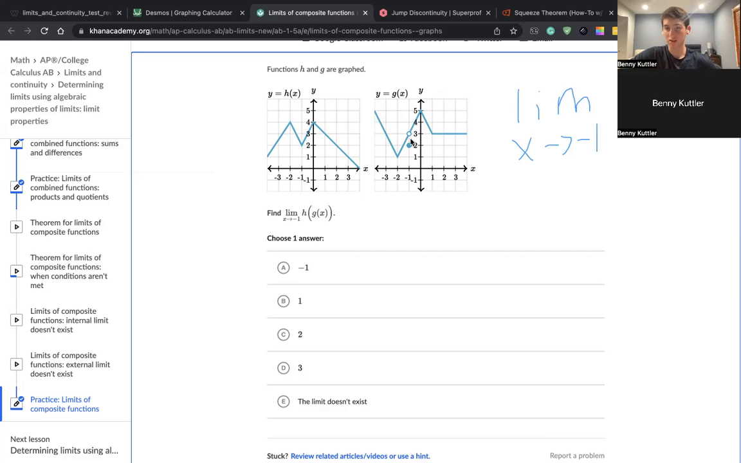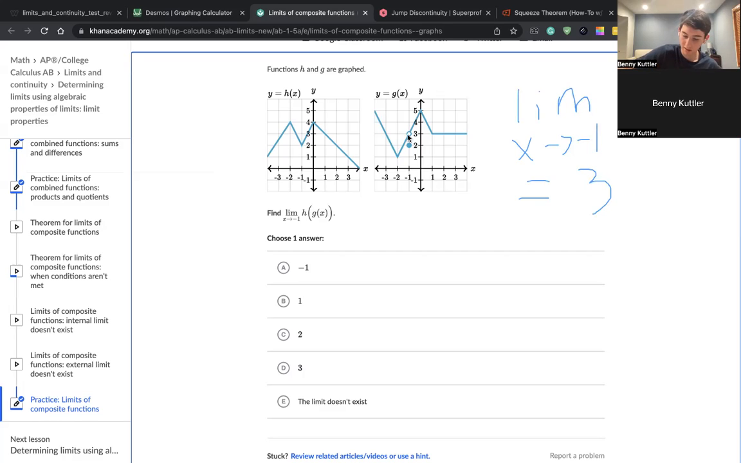But that doesn't have anything to do with the limit. That just means that it's discontinuous. But the limit from both sides is 3. So we know that the limit as x approaches -1 of g of x equals 3. And we take the limit of g of x first because it's on the inside. We work our way from inside to outside.